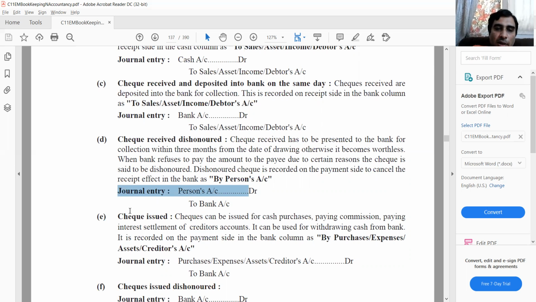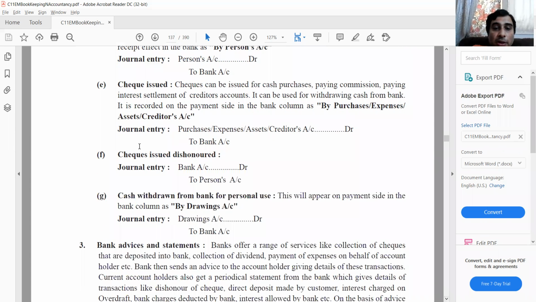Check issued means you gave a check to somebody. So it is money going out of your business. Very simple. Check issued dishonored means you did not realize that you did not have enough balance in your account, and you issued a check. Now the person comes back to you and says, please take this check back, it has got dishonored. Or the bank informs you that the check you had issued has bounced. So now again, you have to reverse it. Exactly the opposite entry. When you issued a check, you had made an entry on the right hand side. Now you will make an entry on the left hand side. It's as simple as that.